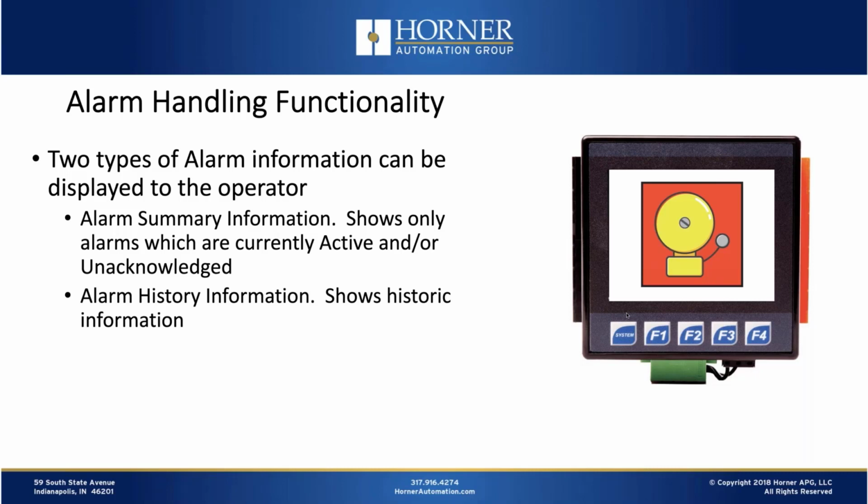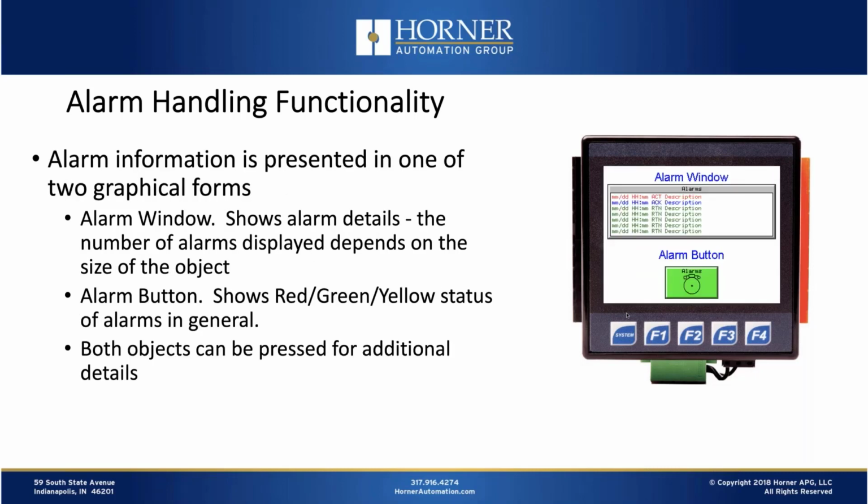Now, in addition to the two different types of information that can be presented, the alarm information can be presented in one of two graphical forms. We have what we call an alarm window, which effectively is a window into the alarm conditions, either current or historical. Through that window, you can see typically the last few alarm conditions, depending on the size of the window, because you can resize that window to be almost the entire screen if you choose, or just a small portion of it. And when you press that window, you get further detail as the alarm object itself temporarily takes full control of the screen.